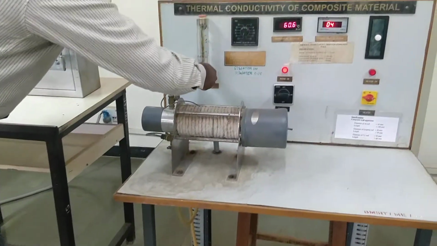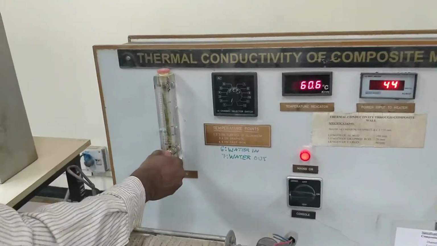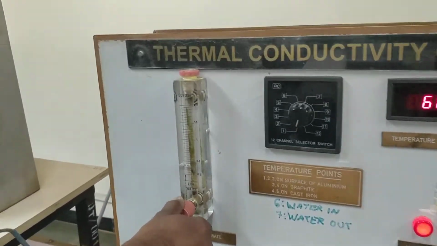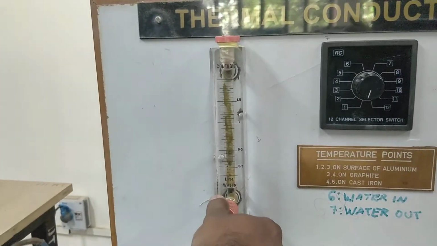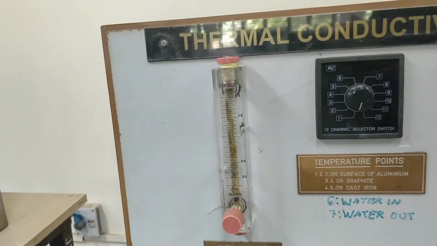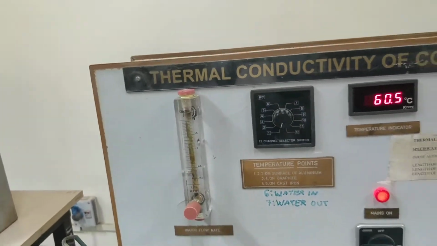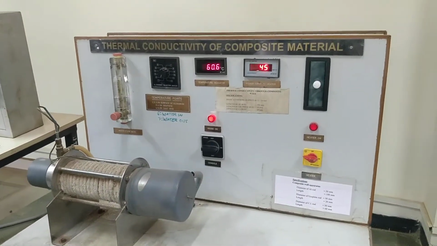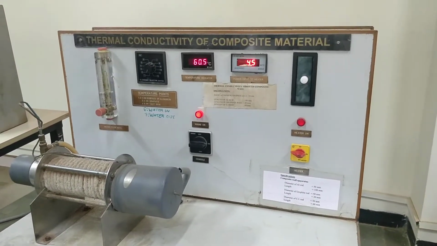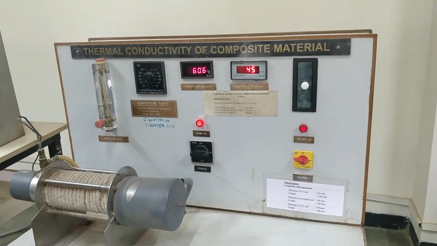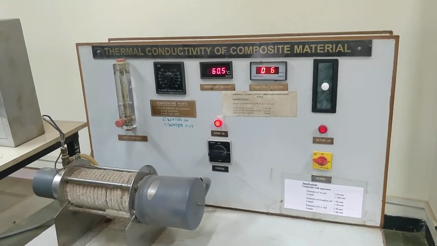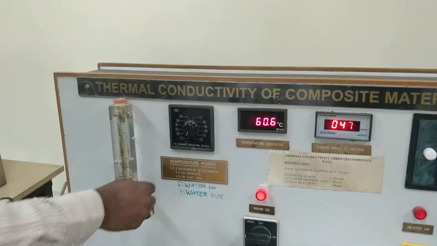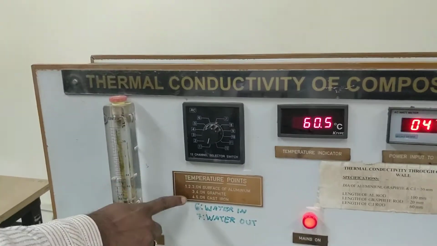This will make the water flow into the apparatus, and using this rotameter we will fix a certain value of water flow rate. Once all this is turned on, we will wait for a steady state to be reached. And once steady state is reached, we will start measuring the temperatures at various points.